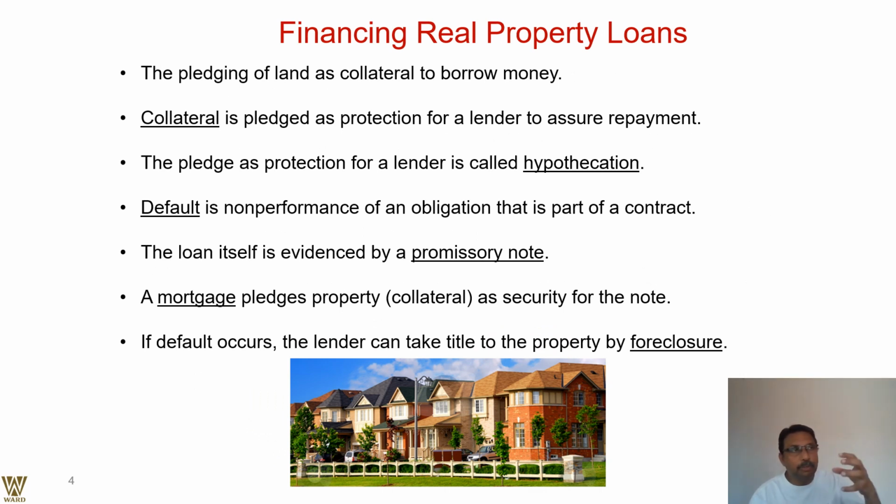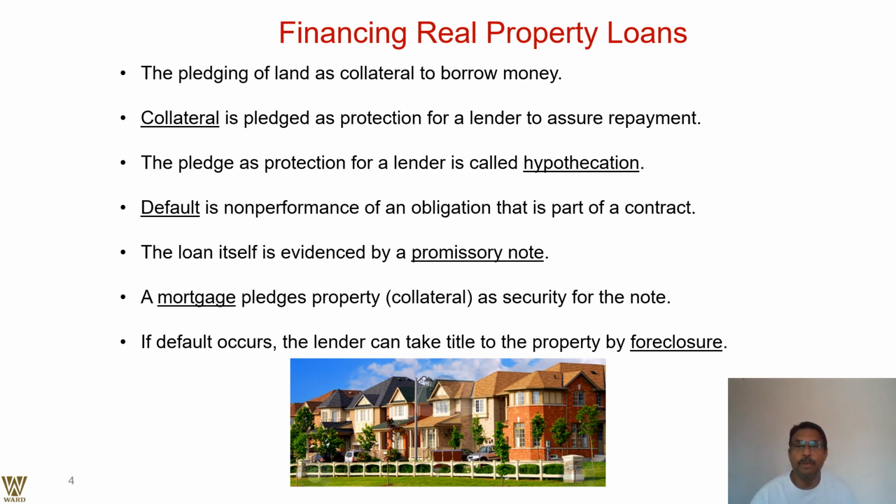Erstwhile, it was only a handful of people who could finance the outright purchase. So what happens? Financing through real property loans. This is where you pledge land as collateral to borrow money. So you pledge your land for money. Collateral is a pledge as a protection for the lender to assure repayment. The pledge as a protection for the lender is known as hypothecation.